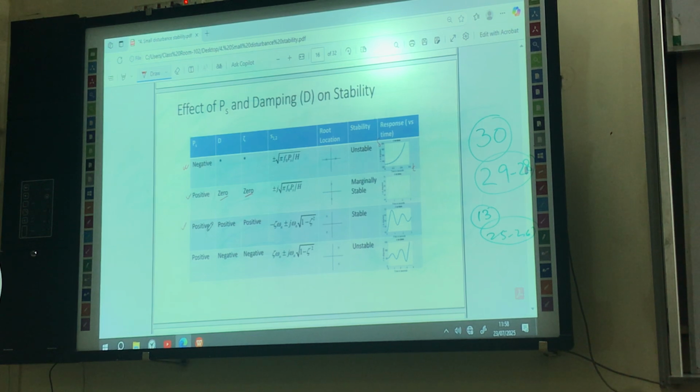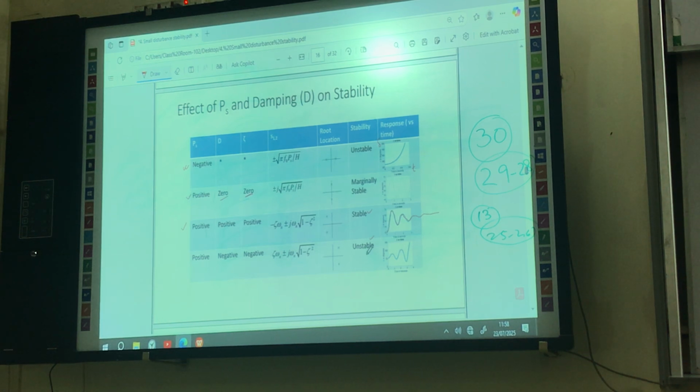And in the third case, if PS is positive and G and theta are also positive, the system will be stable. What does a stable system mean? If you continue this simulation, you will see that it reaches a final value. This is a stable case. And if the damping is negative, the system will be unstable.